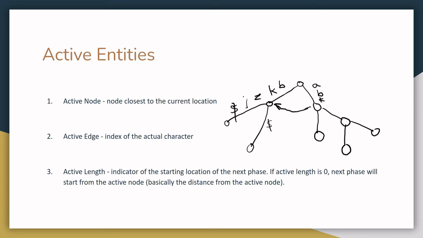So for example, let's say we are here at j at some point in the algorithm. So right now this is the active node. The active edge is the index of j in the actual string, and the active length would be 2, as it is 2 steps away from the active node. So this is a short description of what active entities are. There are 3 active entities, and there are some rules associated with them. So let's look at those.